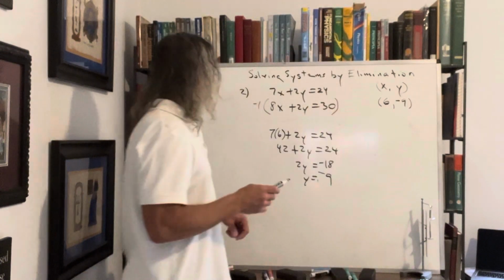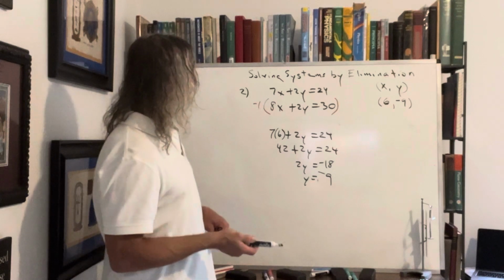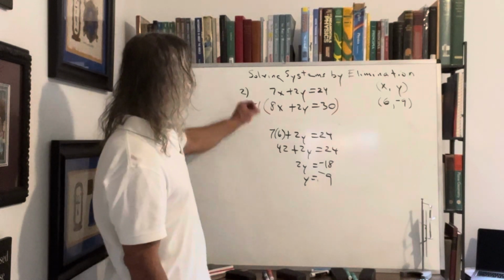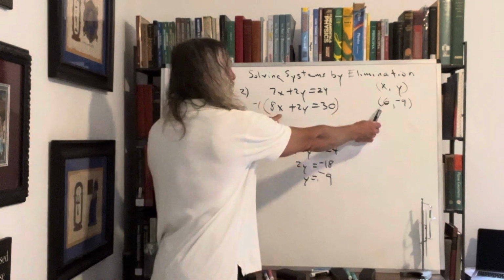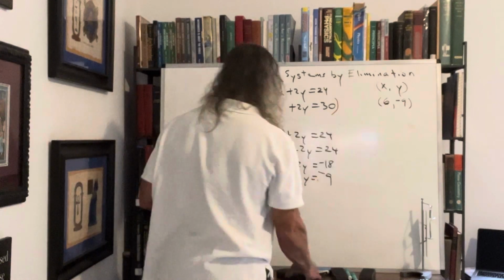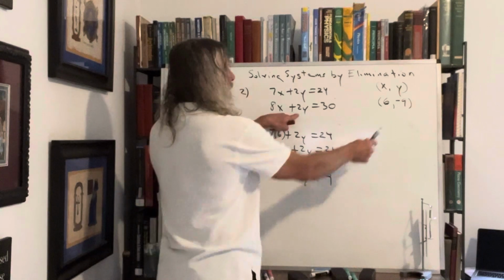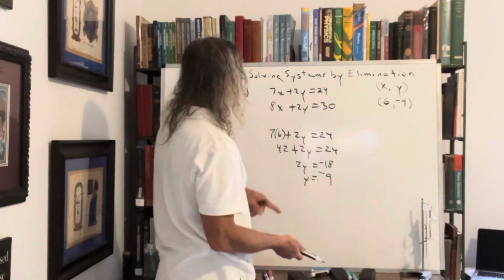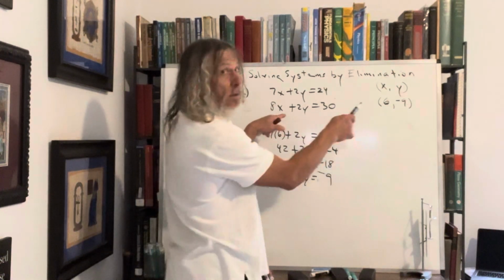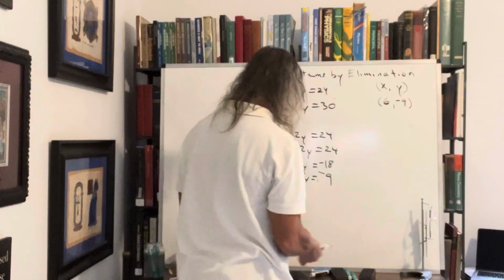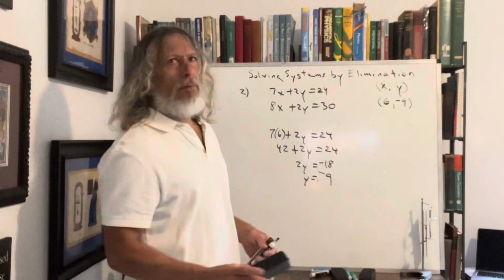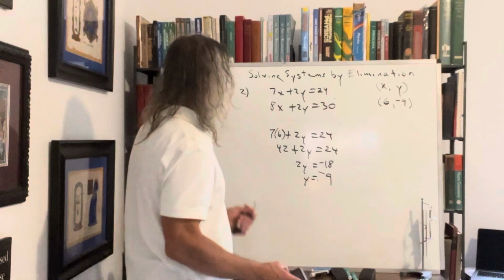Okay, so (6, -9). Then if we check in the other equation, make sure I did my mental math right. 6 times 8 is 48. 2 times -9 is -18. 48 plus -18 is 30. Check. So there's another one where we had to do a little bit more on our own.